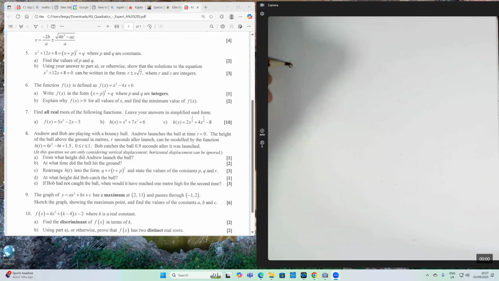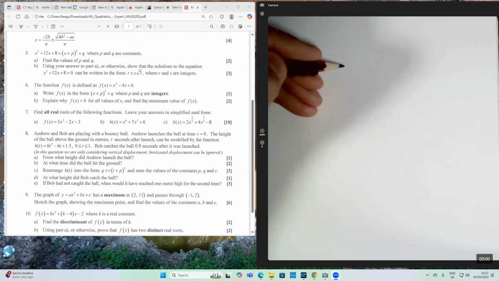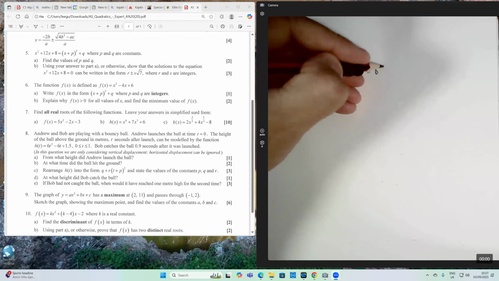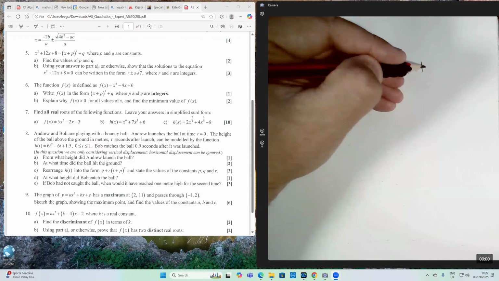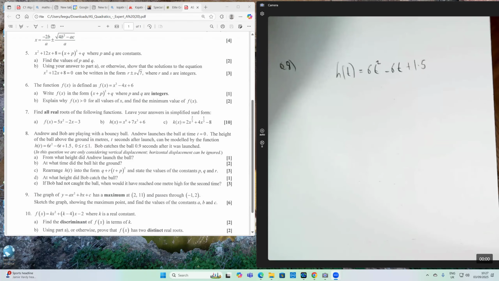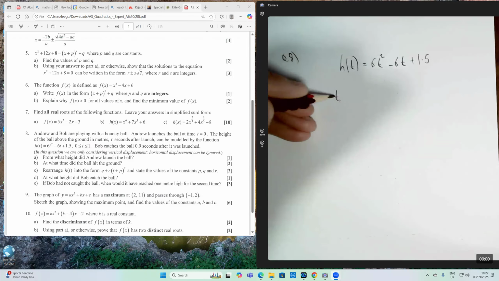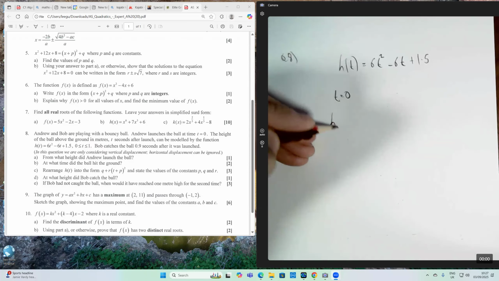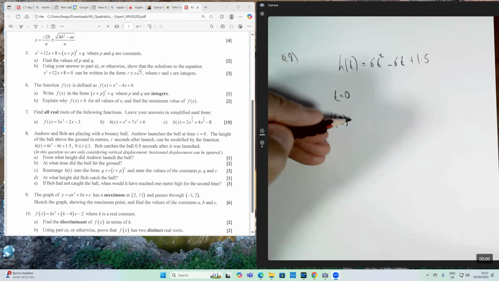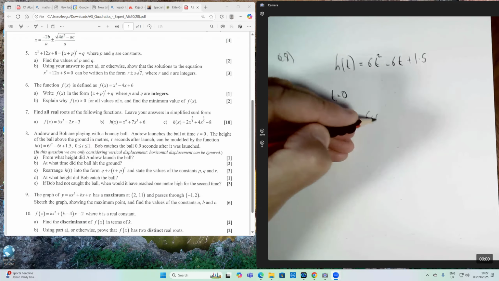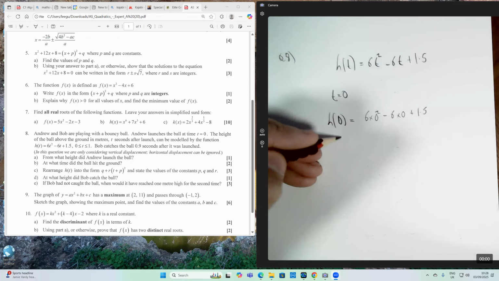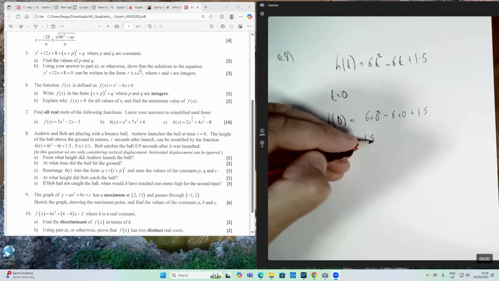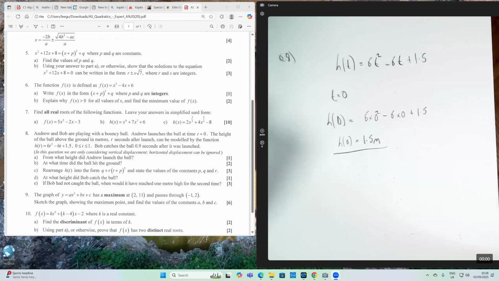Okay, so this is question 8. First of all, let's have a look at the function. h of t, our quadratic, is 6t squared minus 6t plus 1.5. Now the ball was launched at time t is equal to 0. So in other words, it's h of 0, which is going to be 6 times nothing squared minus 6 times nothing plus 1.5. So h at 0 is equal to 1.5 meters. So the answer is the ball was launched from a height of 1.5 meters.